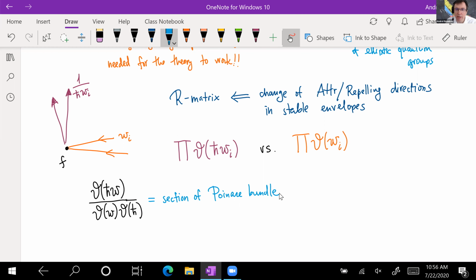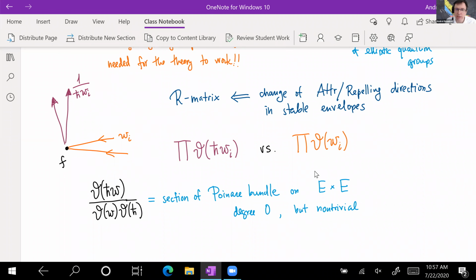Remember, we discussed the Poincare bundle last time, on E cross E. This has degree 0 in each piece, but it's like a universally non-trivial bundle of degree 0. It's like a universal family, so it has degree 0, but non-trivial, and in fact kind of universally non-trivial.